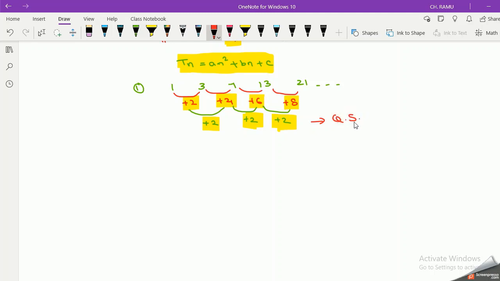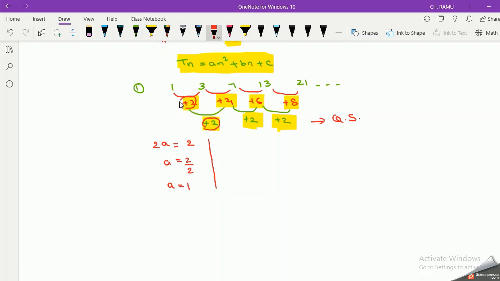Now how to find the nth term of the quadratic sequence? Simple logic. What is the second difference? Whatever the second difference may be, it should always be equal to 2a. Therefore 2a is equal to 2, a is equal to 2 by 2, and a is equal to 1. Now we got the value of a.